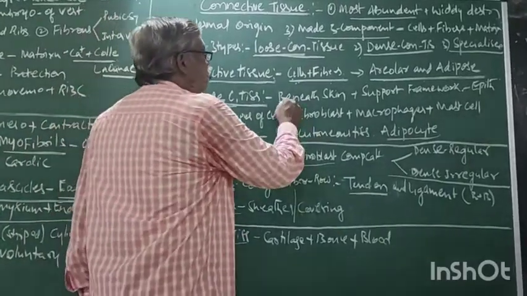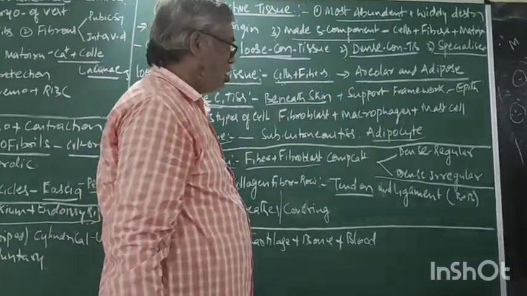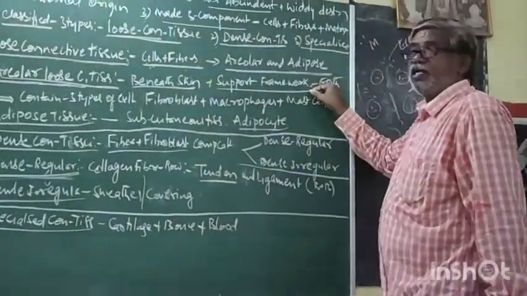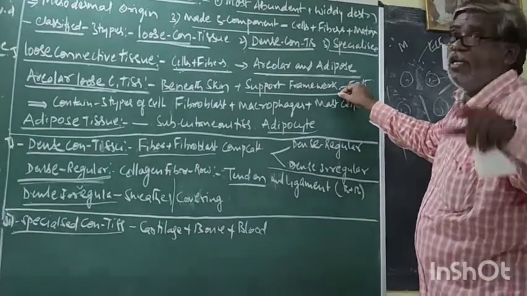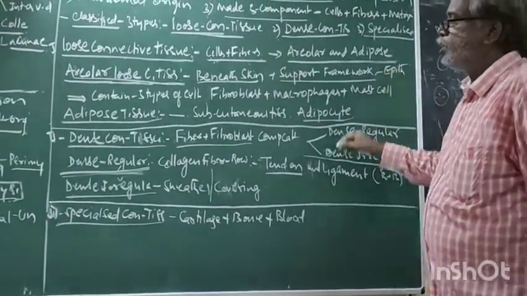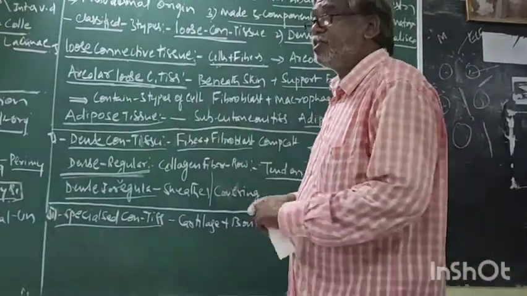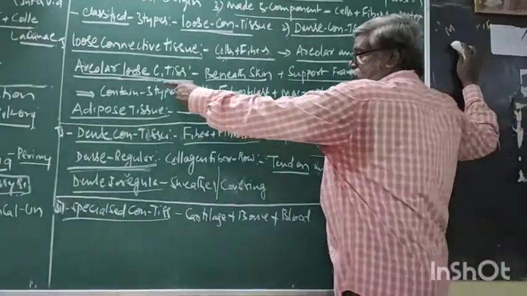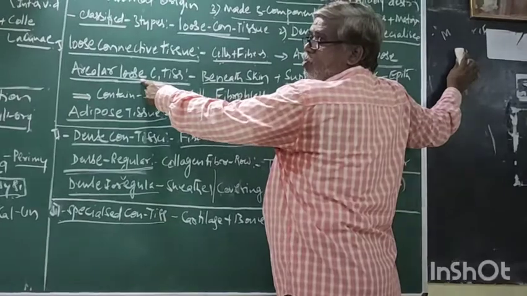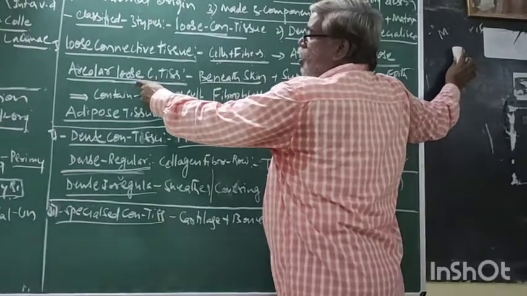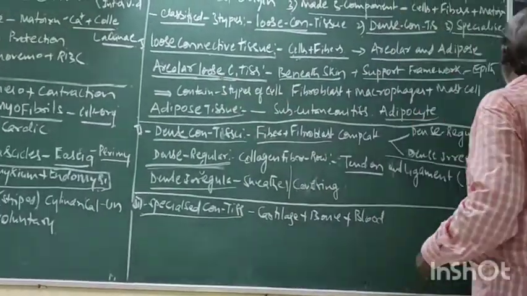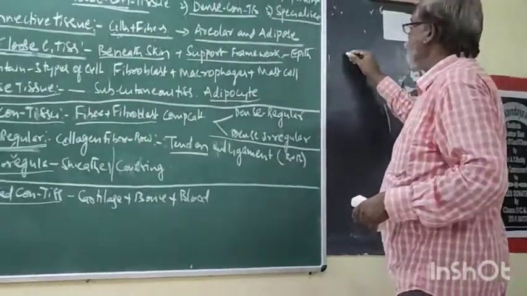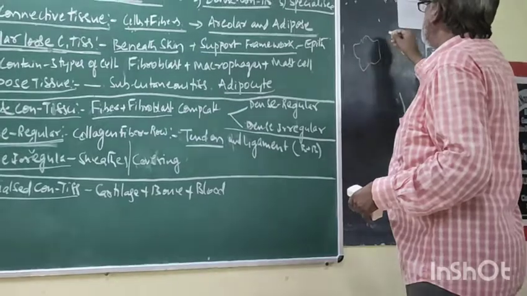Now areolar tissue is present below the skin. It acts as a support framework to the epithelium. It contains three types of cells. See now, is areolar tissue connective tissue or epithelial tissue? Connective tissue. Hence, it is made with how many components? Three components. See now, it is a cell.